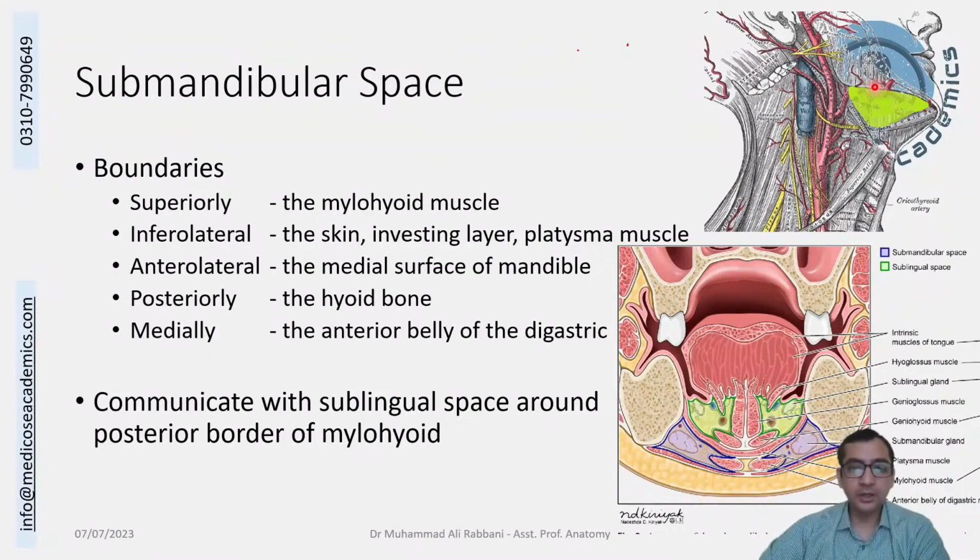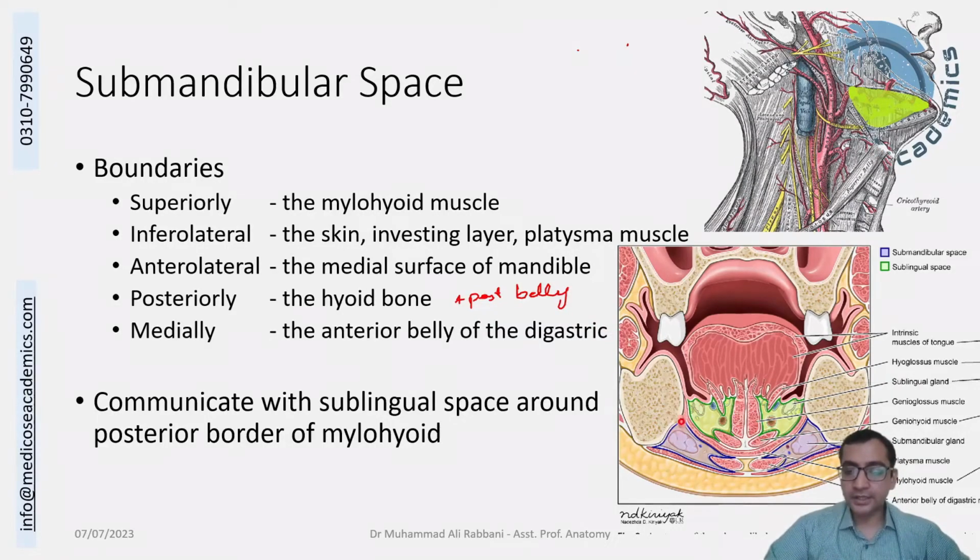Anterolateral will be the mandible. Anteromedial will be the anterior belly of the digastric. Posteriorly, there will be the posterior belly of the digastric and the hyoid bone. So this is the space. If you move at the neck, you can touch it right here. This is the submandibular space.